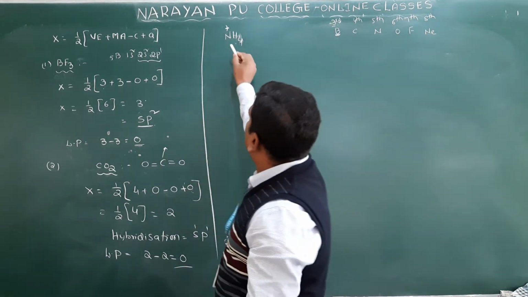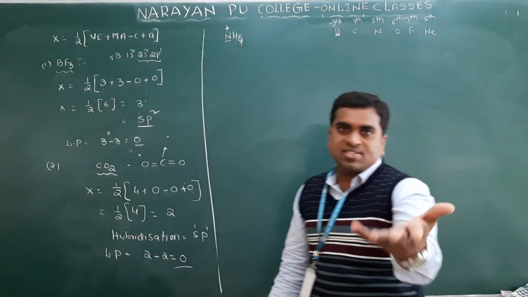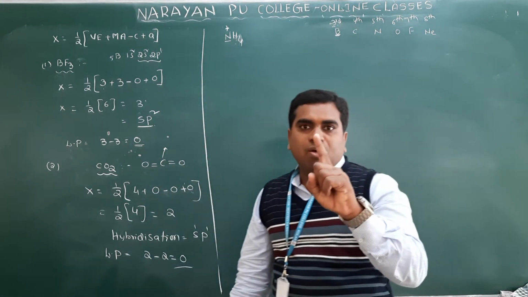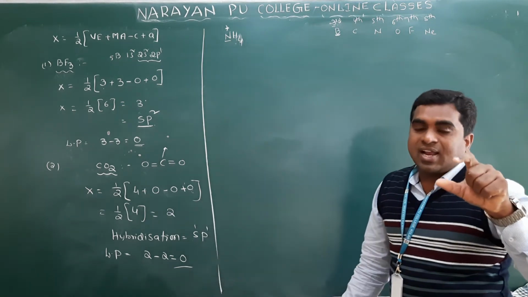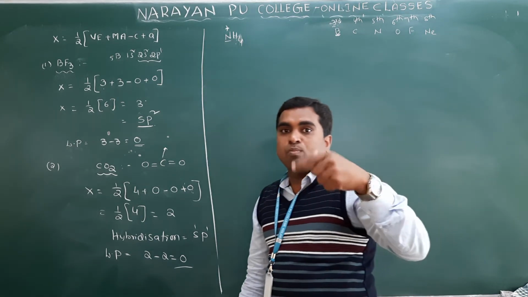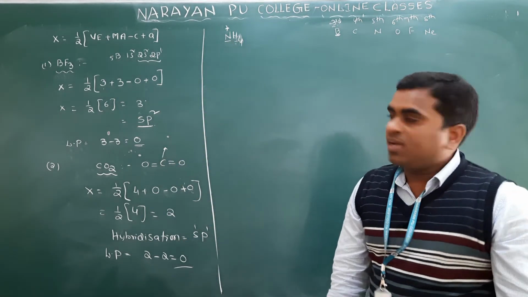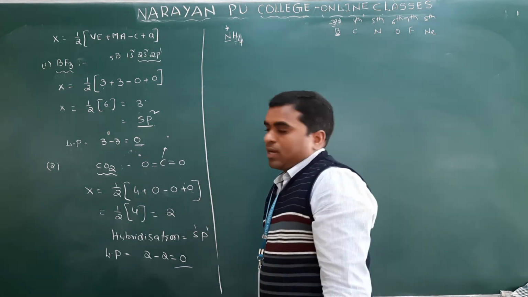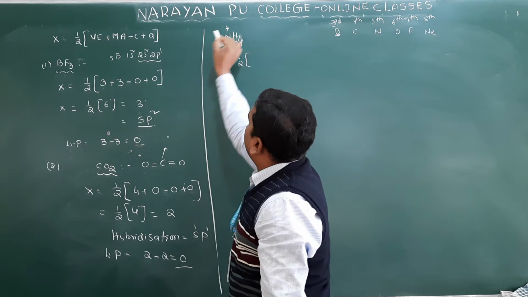So what is the central atom here? Nitrogen. Why nitrogen? Because hydrogen cannot act as a central atom. You know hydrogen has only one electron, so it can form only one bond. But the central atom should have the capability to form more than one bond. So that's why this cannot act as a central atom. Calculate here: X is equal to 1 by 2 into nitrogen.